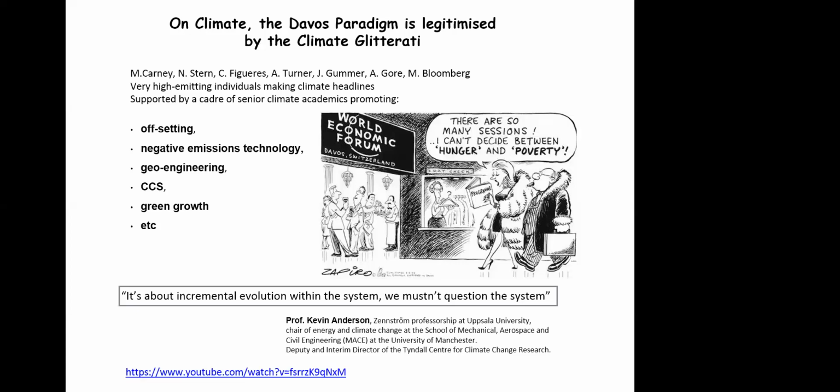So none of these options that are being proposed are actually very viable if we want to continue to have an industrial scale agriculture, which is really what the Davos paradigm is about. It's about continuing with business as usual while using some energy types which are supposedly cleaner. One of my favorite quotes from Anderson is, it's about incremental evolution within the system. We mustn't question the system. So this is a system of economic growth, which has been the problem right from the beginning.